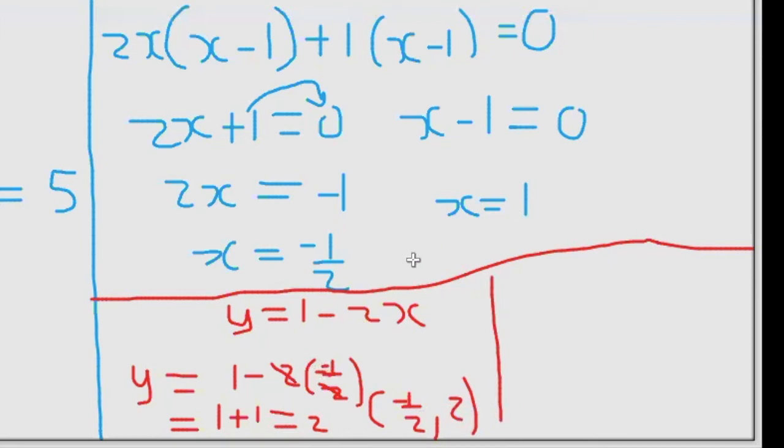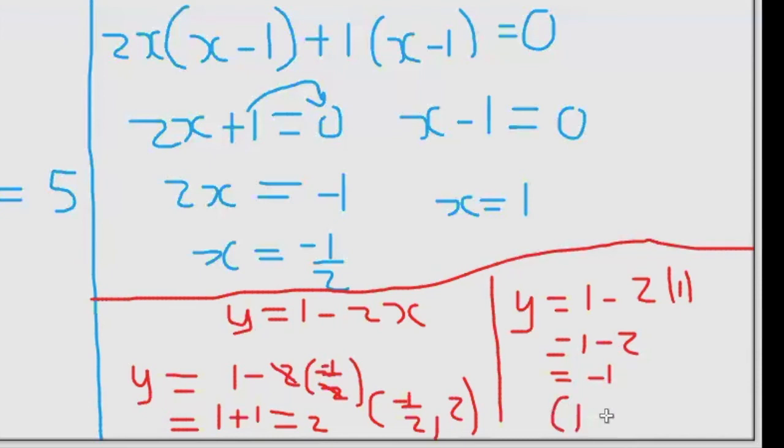Now let us look at the next part where x is equal to 1. Replace x to be 1. So we have y is equal to 1 minus 2 times 1. So 1 minus 2, that's negative 1. So the next set of solutions is x is 1 and y is negative 1. And that's it.